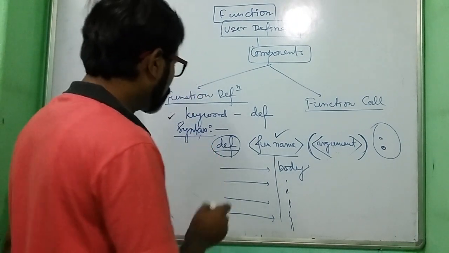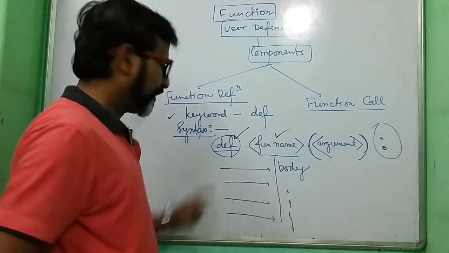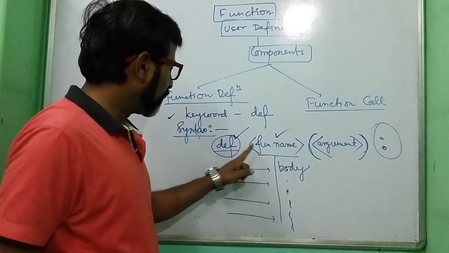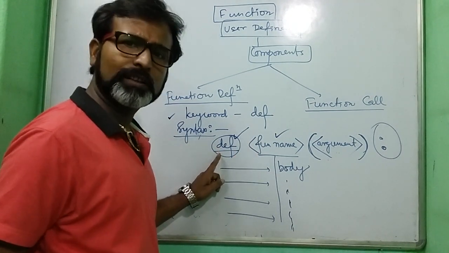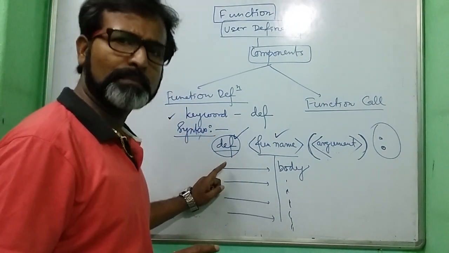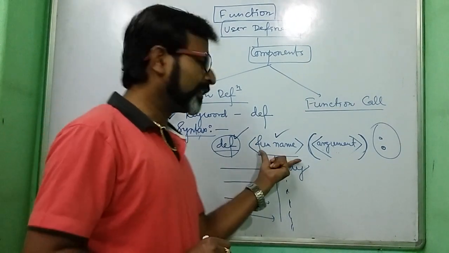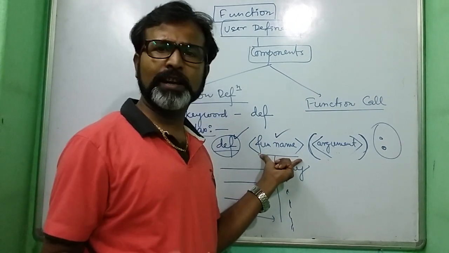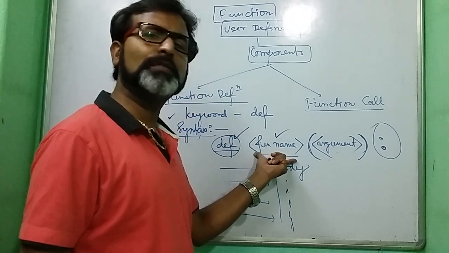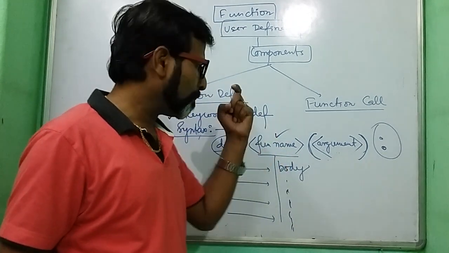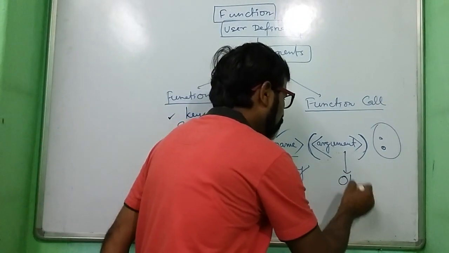Over here you need to remember one thing, this def keyword is compulsory, you have to give it, it is a mandatory keyword. After that, the function name, obviously without a name a function cannot be created, so the name of the function is also compulsory. But this argument is optional.